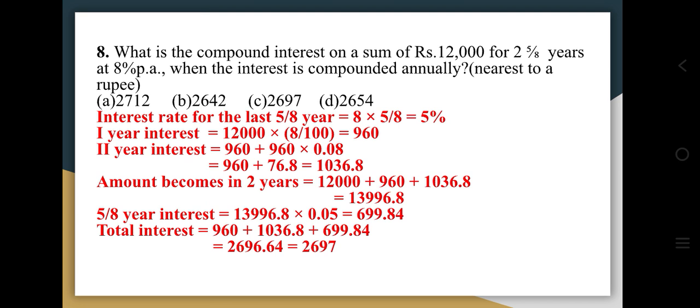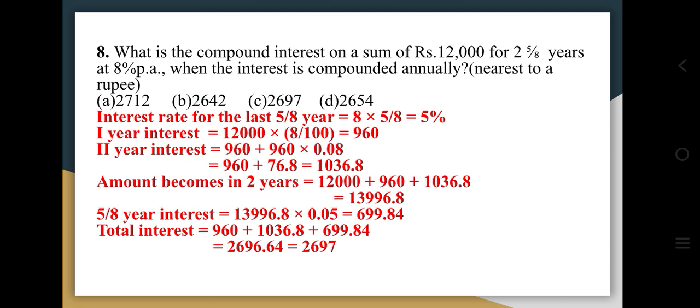699.84. Why after 3 decimal places? Because 0.8 is there, and here 0.05. So the total places is 3. So we have to put the decimal point after 3 places from the right after multiplying 139,968 by 5, which gives 699.84. So this is the interest for the last 5 by 8 year.